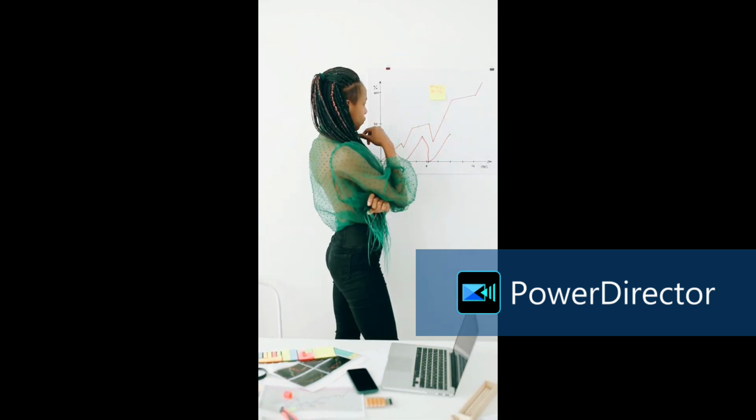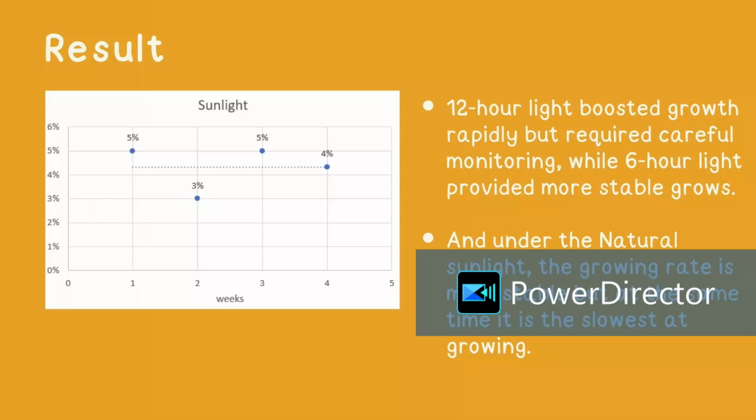Now, let's look at what the data revealed. Here's the growth rate trend over 5 weeks. The y-axis shows growth percentage and the x-axis tracks time. Starting with the 6-hour group, growth was slow but steady, reaching 57% by week 5. This suggests that 6 hours of light is sufficient and survivable, but limits full potential.